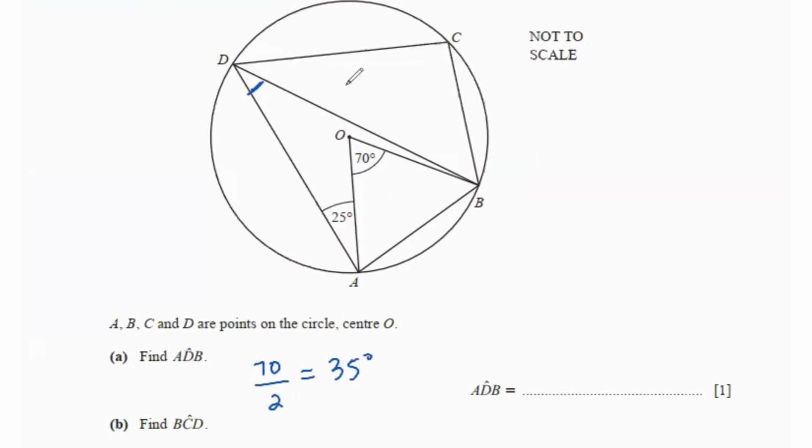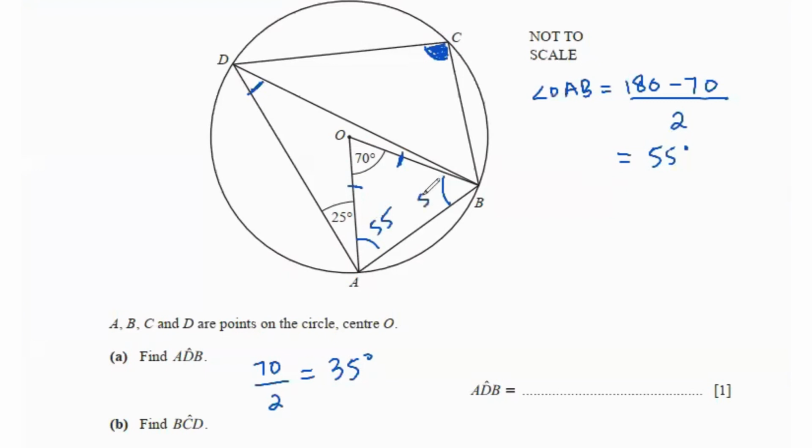For angle BCD, which is this angle, what we will do first is we will find these two angles. We know that OA and OB are equal to each other because they represent the radius. These lengths are coming from the center and going towards the circumference. So that means triangle OAB is an isosceles triangle, and we can find angle OAB by doing 180 minus 70 divided by 2, which is going to be 55. So then this is 55 and this is 55.